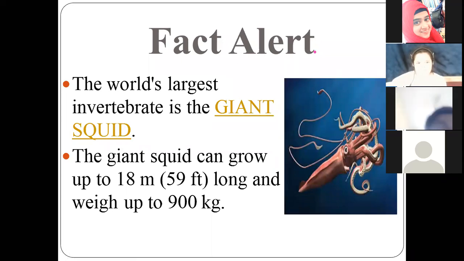It is an invertebrate. It doesn't have any backbone inside it, and its body is being supported by the exoskeleton. Invertebrate, the largest. The giant squid can grow up to 18 meters, means 59 feet long.